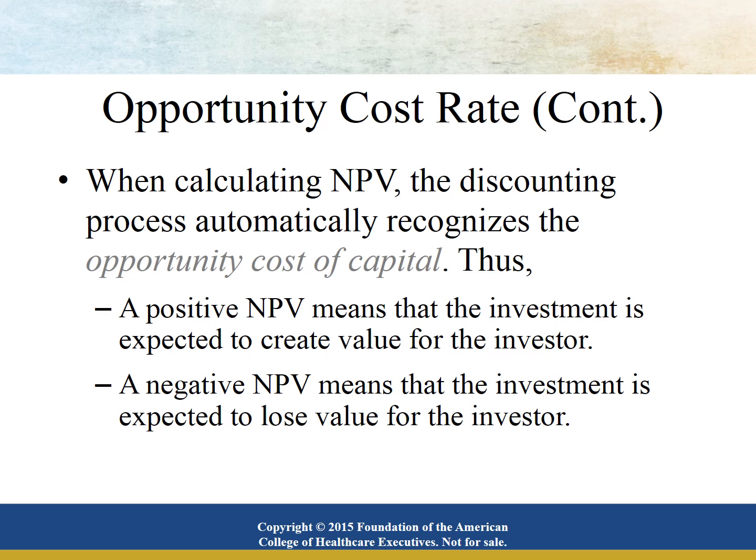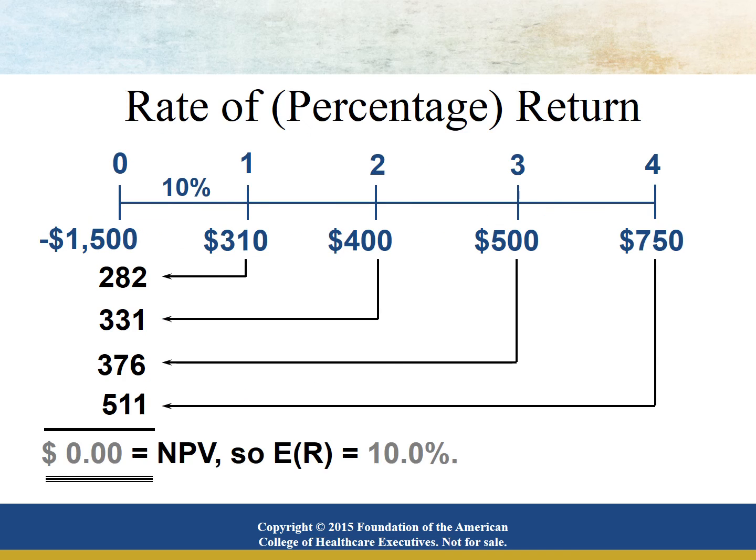So, if you calculate the net present value, the discounting process recognizes the opportunity cost of value. Thus, a positive net present value means the investment is expected to create value for the investor, and a negative means the investor is expected to lose value. So you want a positive net present value. It actually says that it's going to be better and it exceeds the opportunity cost of capital.